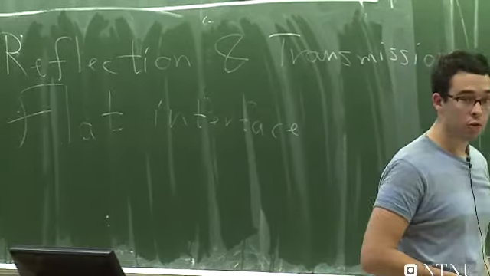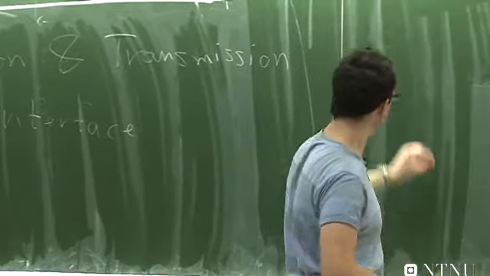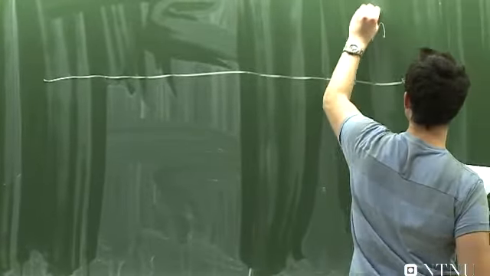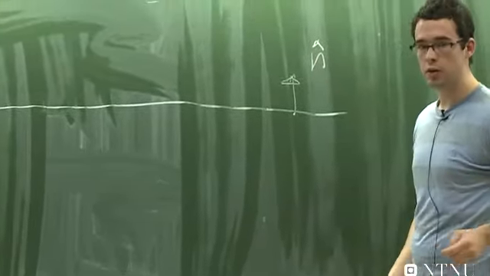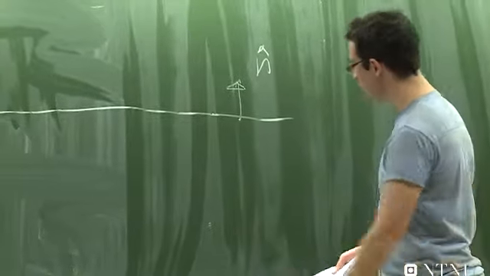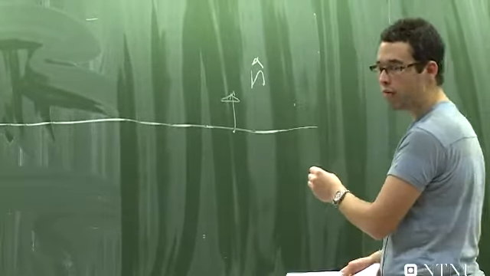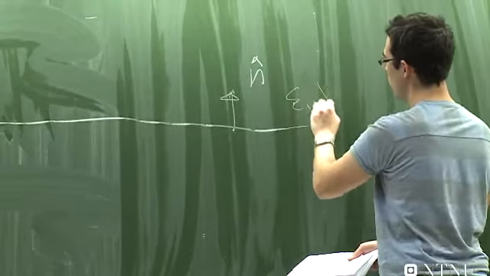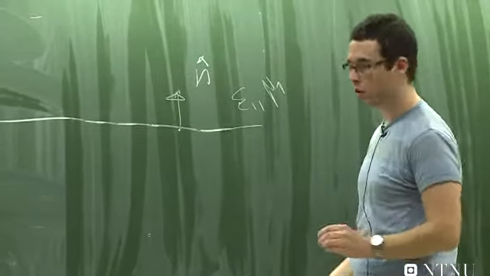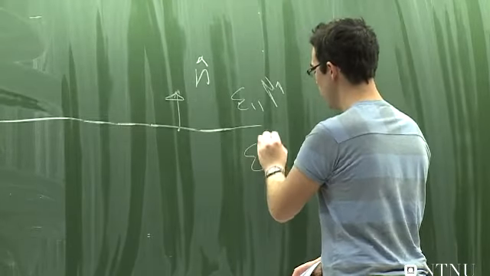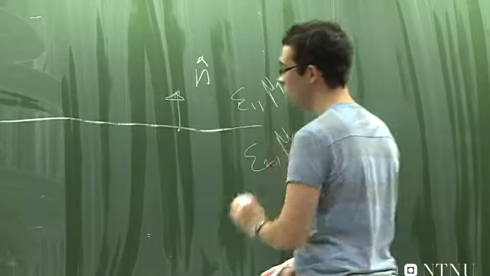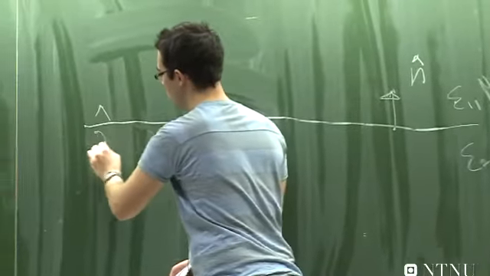And first, to get some terminology straight, I'm going to draw a figure. This is a flat interface, even though it might not appear so. And n hat is the unit vector pointing upwards. And in the material above, I'm going to have epsilon 1, mu 1, the material constants. And in region 2, I'm going to have epsilon 2, mu 2. So 1, 2, like this.